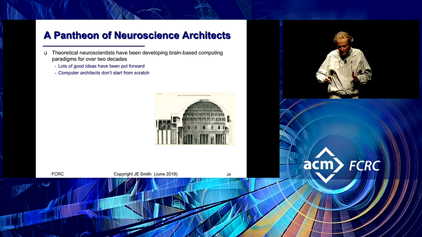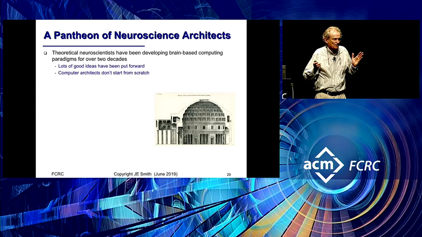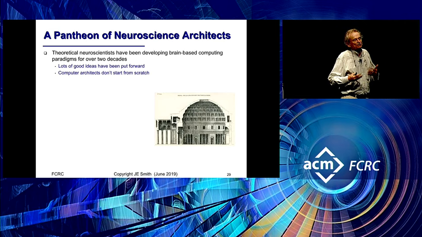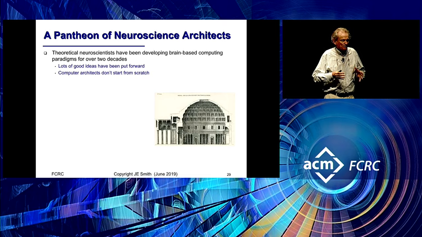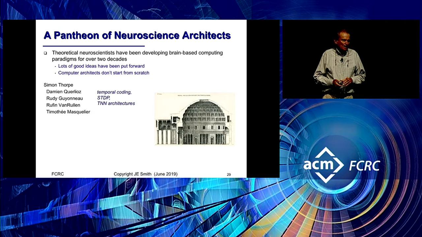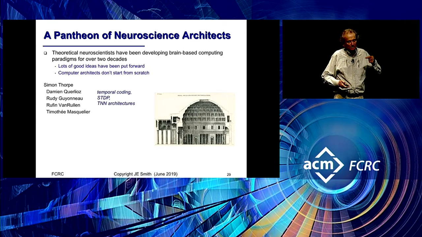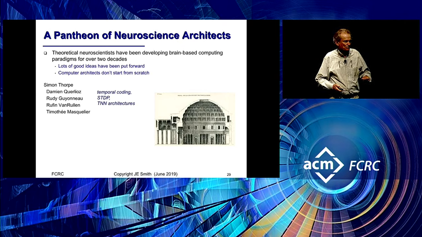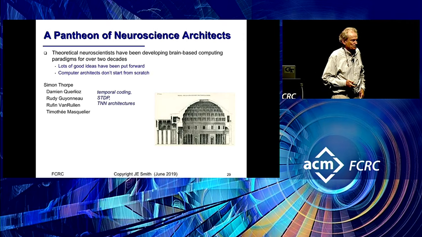Okay, also now that I've laid out these primitive elements, I wanted to give credit where credit is due. This is a pantheon of neuroscience architects. These are people who don't consider themselves architects, but that's what they're doing. All these principal components I've talked about have been put forward, many of them 20 years ago. So I want to list these very quickly. There's Simon Thorpe and his students' students, a large number of them, who were some of the first people to look at temporal coding, STDP, and TNN architectures in general. And it's this group more than any other that's carried the torch through the past 20 years.